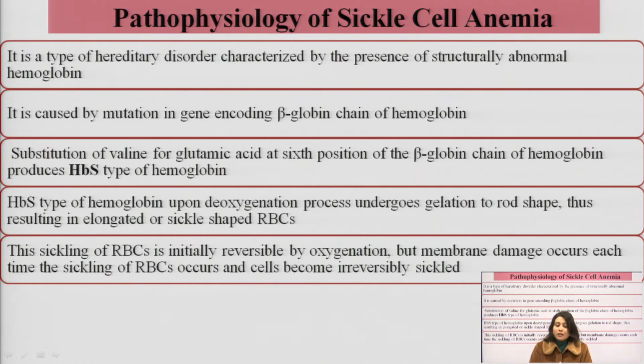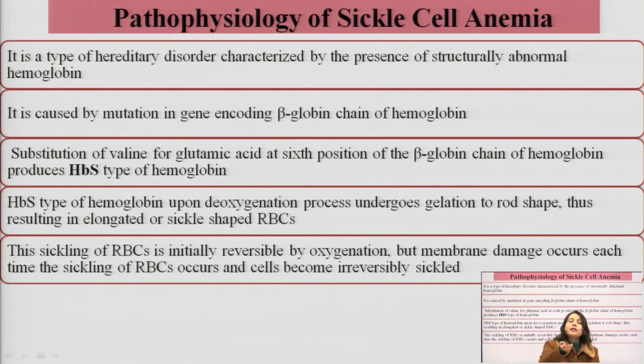So what happens basically at the 6th position of the beta globin chain, which is made up of a lot of amino acids, in the 6th position, the glutamic acid is replaced by valine. So it is not the normal hemoglobin anymore. The hemoglobin that ultimately results has been given the name hemoglobin S, HbS, which is abnormal. Now what is the abnormality in this hemoglobin? Basically, when it is carrying oxygen, it is normal.